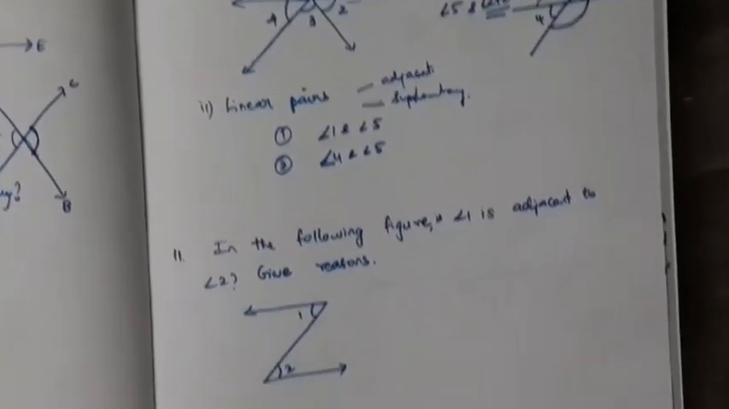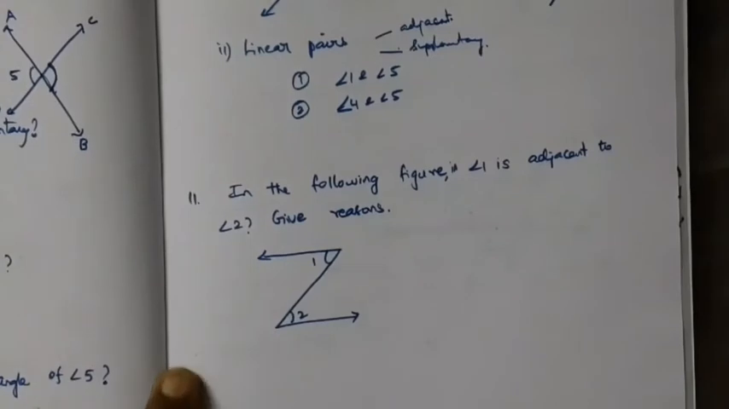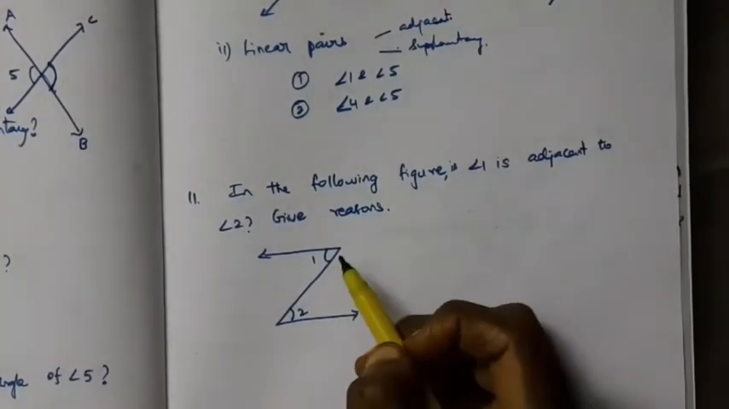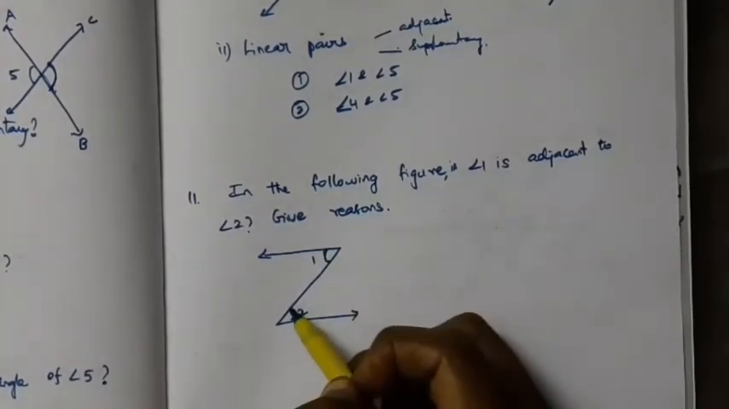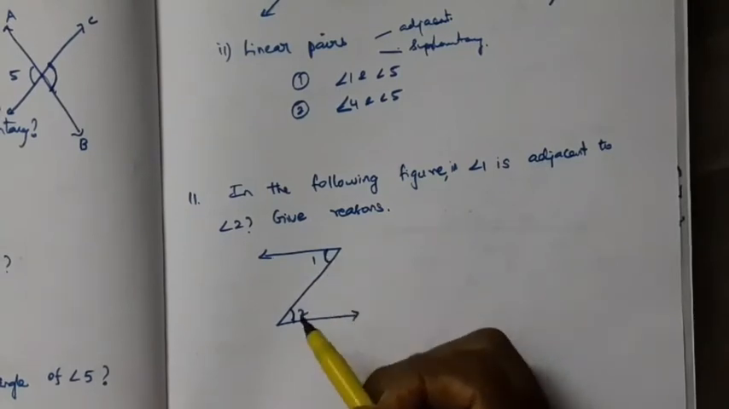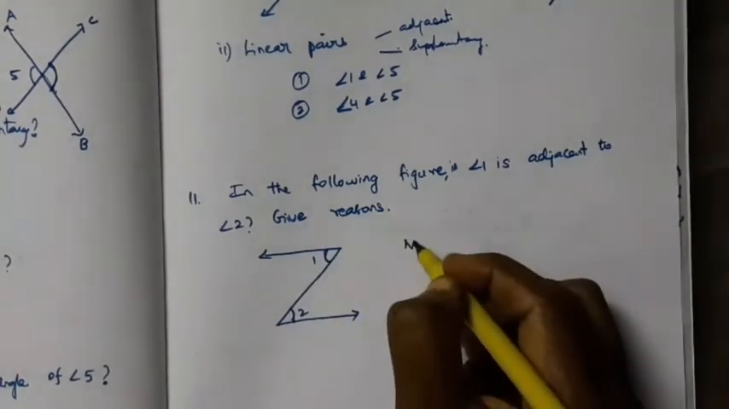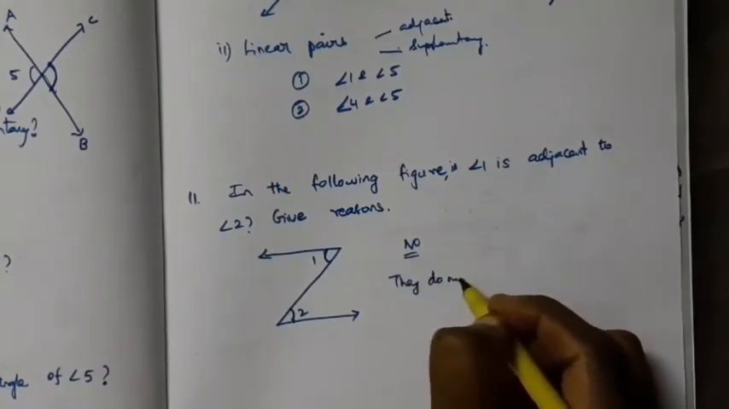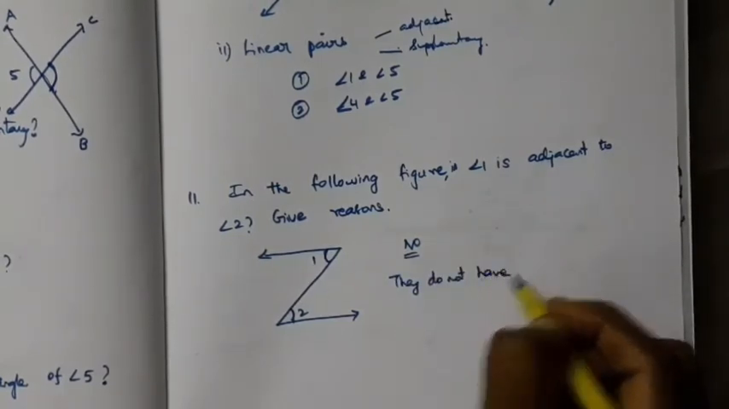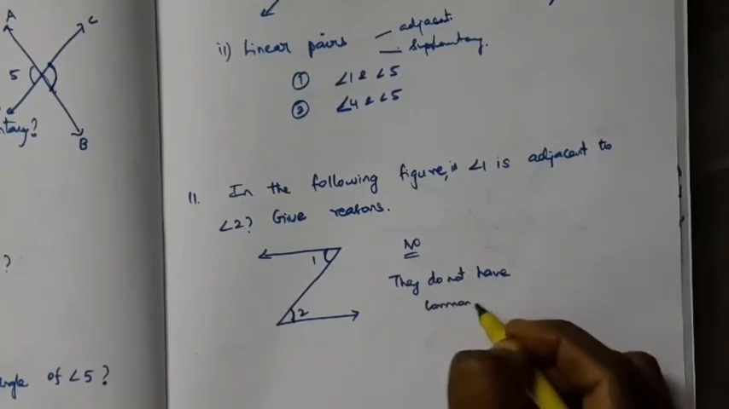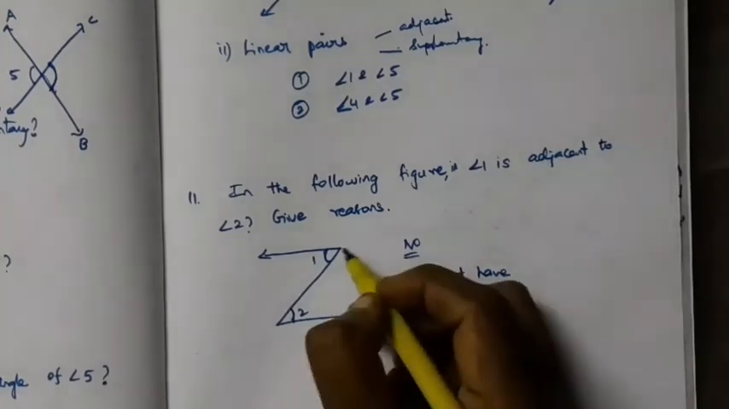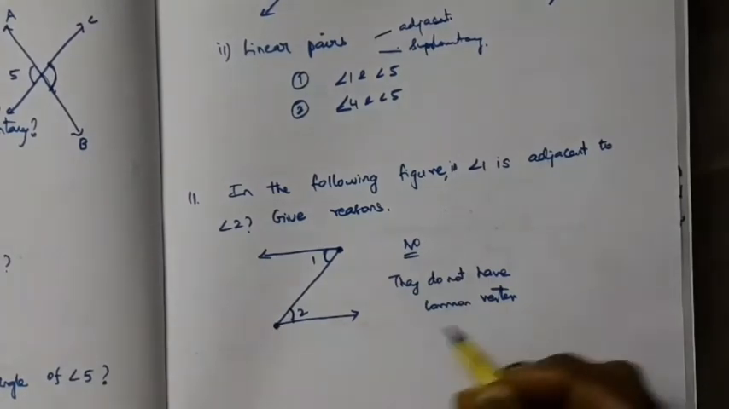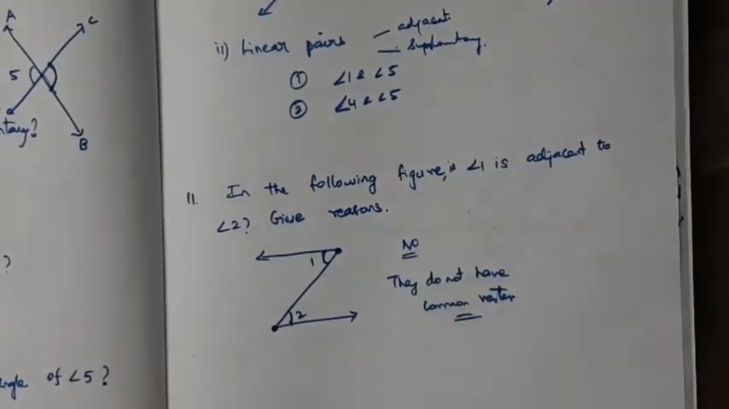Next is, in the following figure, is angle 1 adjacent to angle 2? The question is, are angle 1 and angle 2 adjacent or not? No. Why? They do not have a common vertex. Here the vertex is here, for this the vertex is here. They do not have a common vertex.